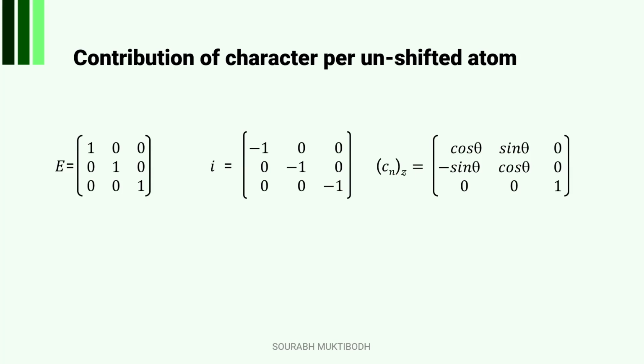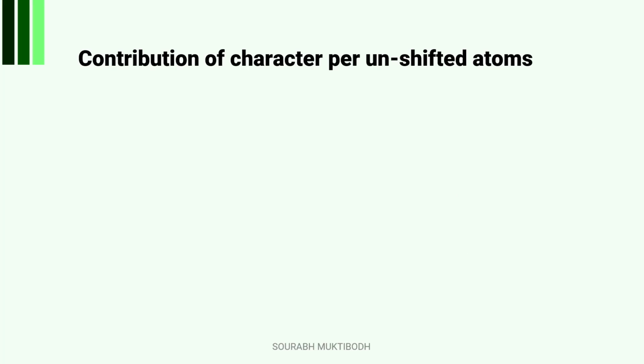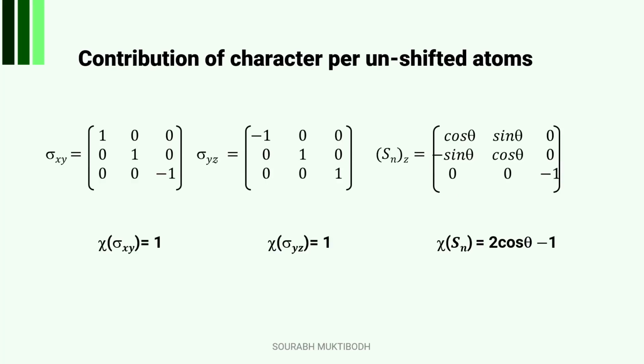If we look at the various matrices shown here, for identity, for inversion and for rotation, three matrices have been shown, and the characters are obviously the diagonal sum of the elements. For identity it is 3, for inversion it is -3, and for rotation it is cos theta, cos theta and 1, that is 2 cos theta plus 1. Similarly, if we talk about any plane, the sigma xz plane or sigma yz plane, it hardly makes a difference, but in each case the coordinate of the axis not contained in the plane gets reflected, and therefore the contribution of character per unshifted atom comes out to be 1.